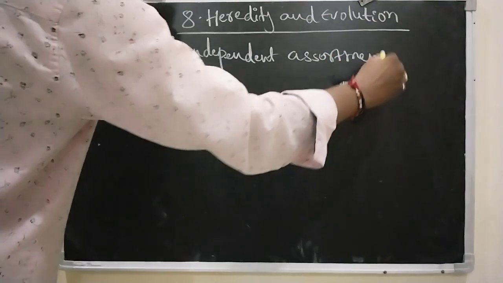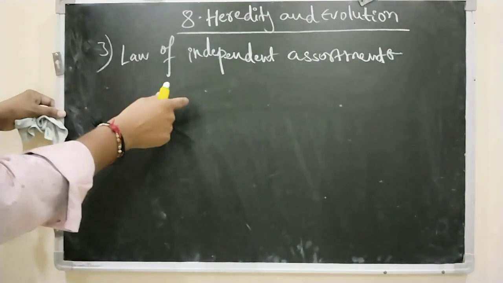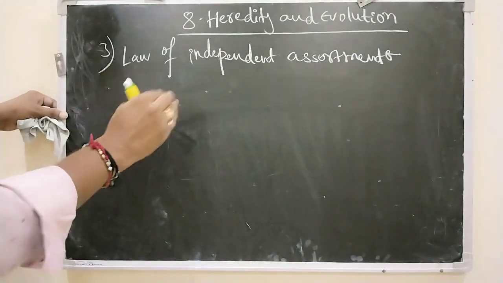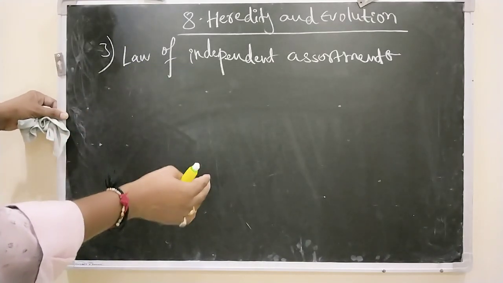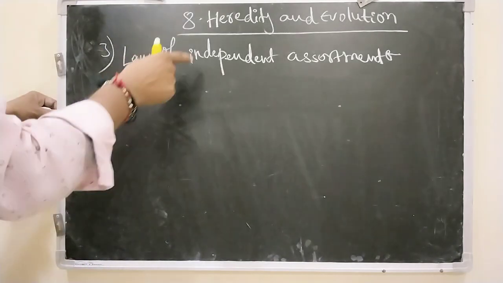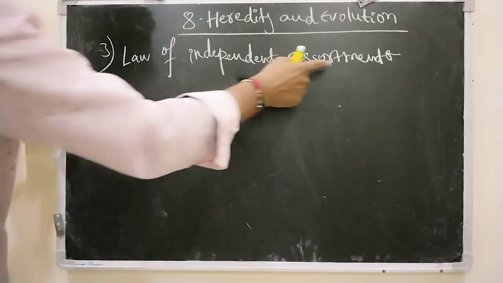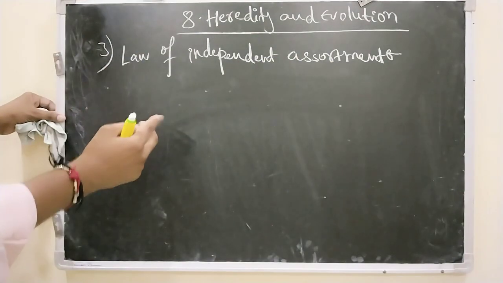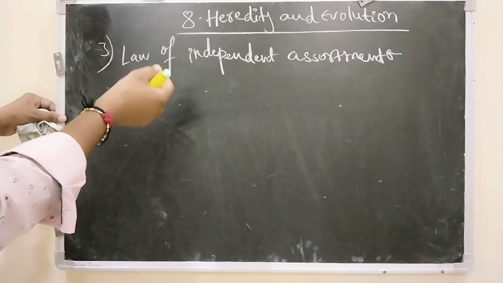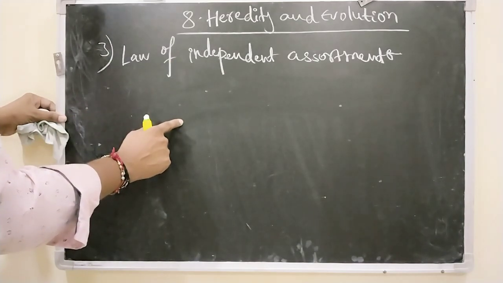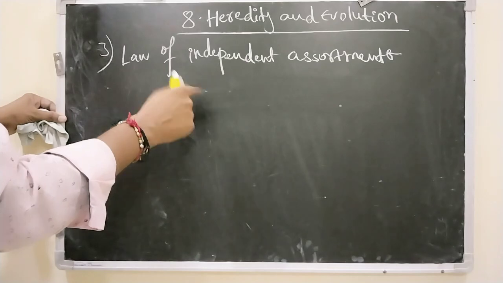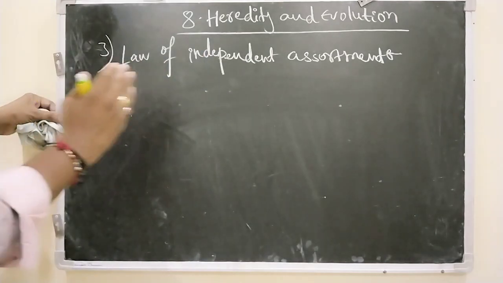So what is the law of dominance? One allele is dominant over another allele, it is called the law of dominance. The separation of alleles during gamete formation is called the law of segregation. To understand the law of independent assortment, we have to take one more character. For example, to understand the law of dominance and law of segregation, we can explain through a single character like seed color.